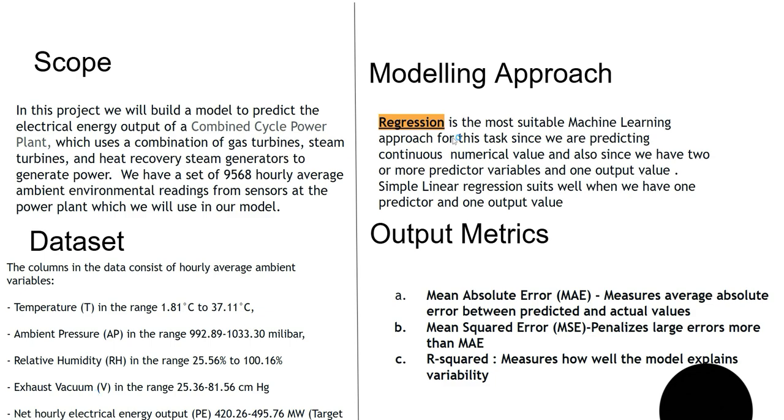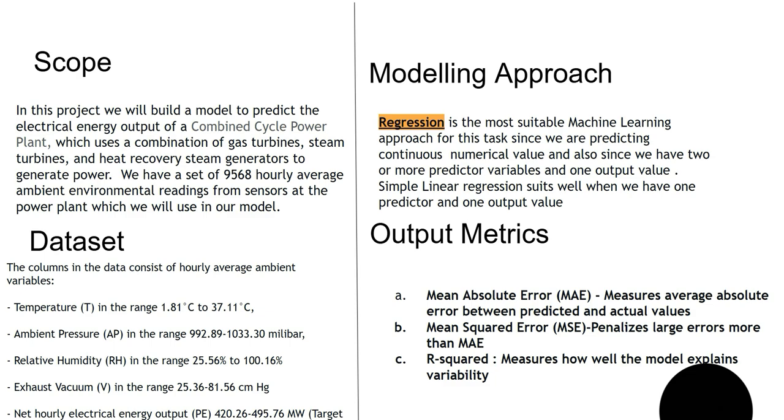And coming to the modeling approach, regression is the most suitable machine learning approach for this task, I believe, since we are predicting a continuous numerical value, and also since we have two or more predictor variables and one output value. So this is the best approach. Simple linear regression suits well when we have one predictor and one output value.